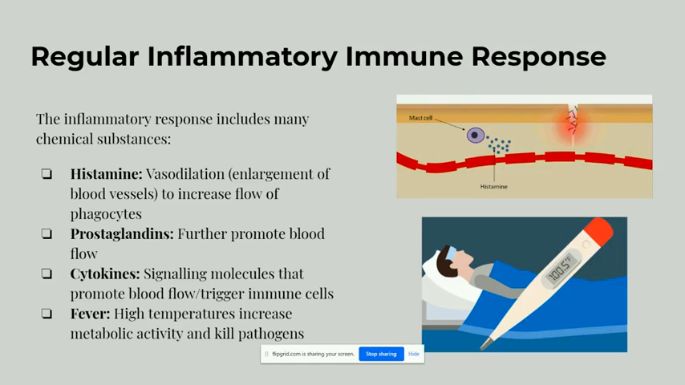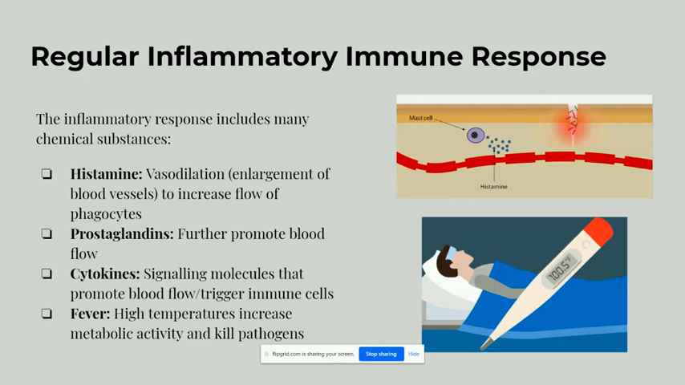It involves a bunch of chemical substances such as histamine, which causes vasodilation, or enlargement of blood vessels, which increases the flow of phagocytes. Phagocytes are basically immune cells that engulf antigen particles and get rid of them. Phagocytes show why this is an example of nonspecific immunity, because phagocytes can't distinguish between different antigens. So it can't be like, oh, this is a bacteria, this is a virus. It can't do that. Basically, it just recognizes something as uncommon in a cellular environment, identifies it as bad, and then engulfs it and gets rid of it.